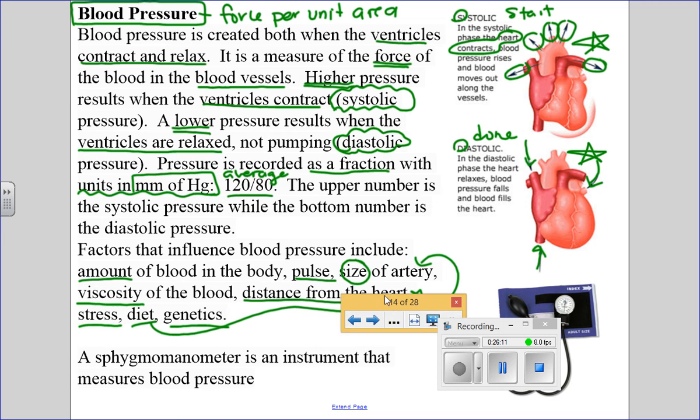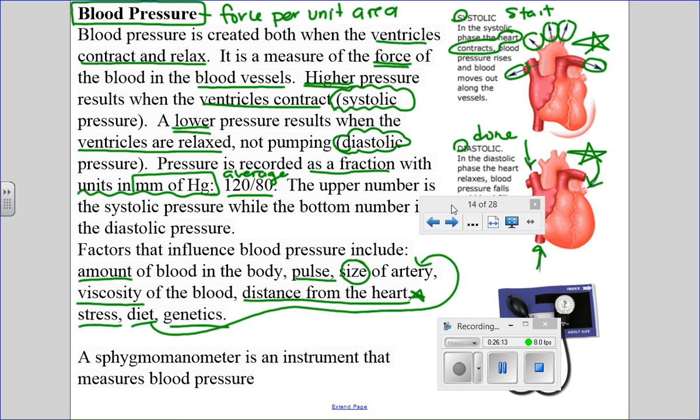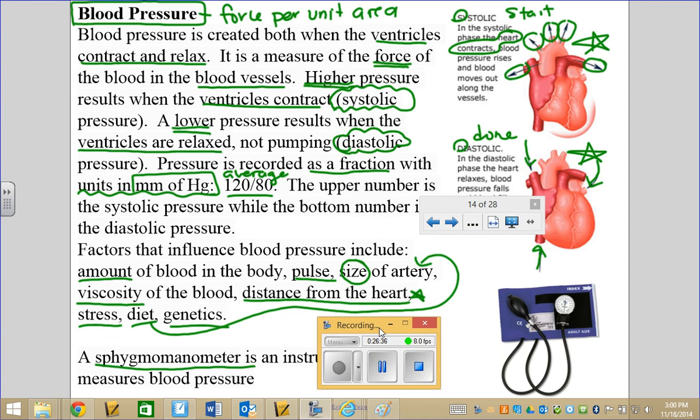Now, what is the name of the tool? It is called a sphygmomanometer. It's most commonly called a blood pressure cuff, but that is the technical name. Sphygmomanometer. And that's the name of the tool. I put a picture of it here so that you can recognize it.